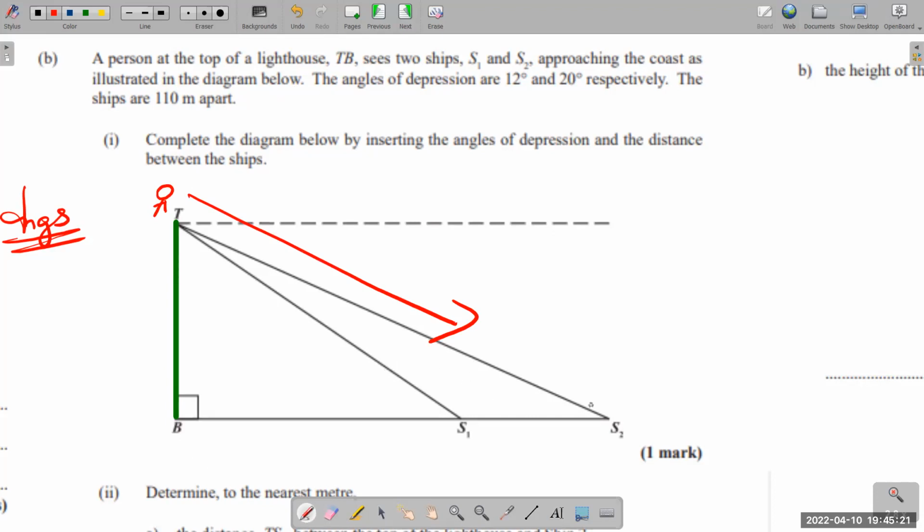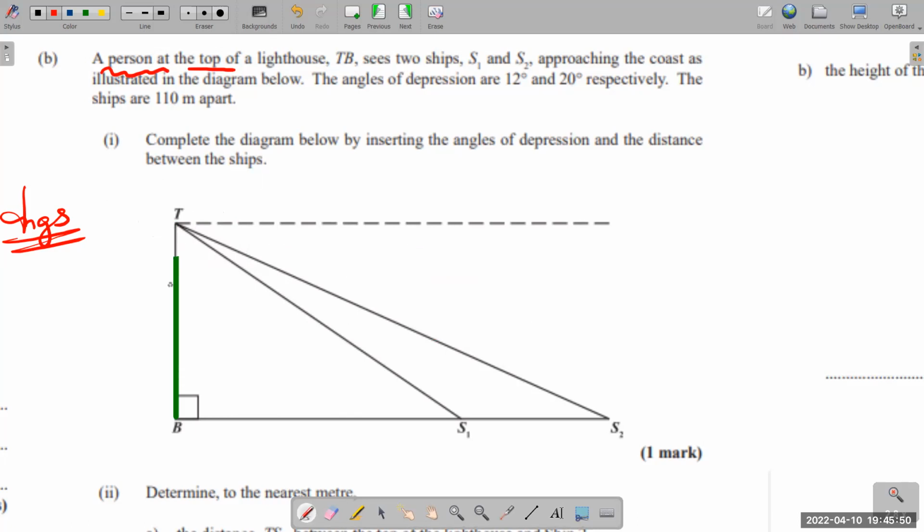Remember, elevation is if the person is at the bottom and they're looking up. Okay? So make sure, because that is something that will make you get it wrong. Because if you put the angle in the wrong place, you see what I'm showing you? So that's why we got to pay attention. Look at the position of the person or the object. The person or the object is at the top. So that means the person is looking down. Okay? So the person is at the top of the lighthouse, sees 2 ships.